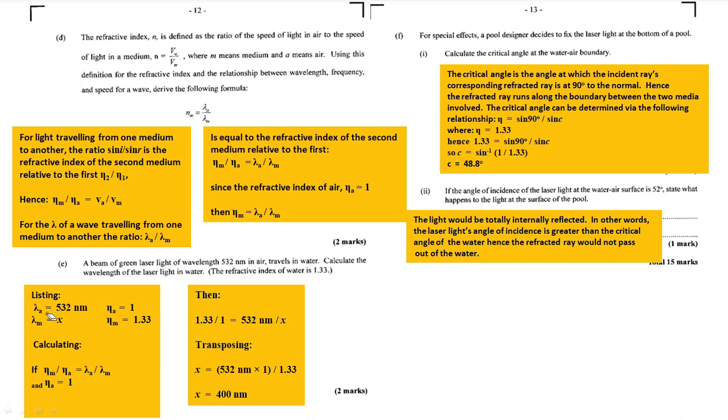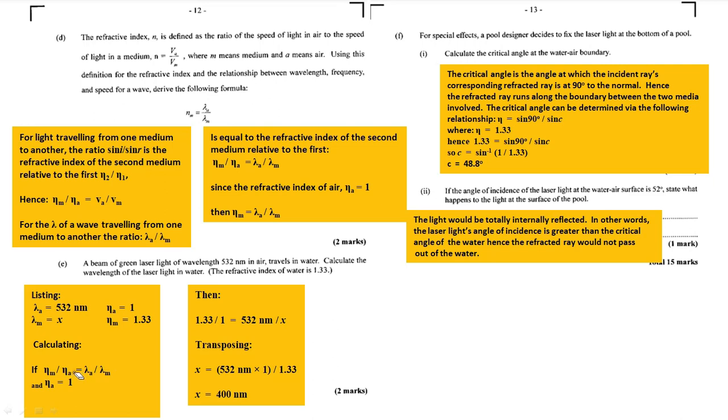Okay, so we list out everything that we have. We have the wavelength, which is given, the wavelength in air. The wavelength of green light in air is 532 nanometers. We need to know what the new wavelength would be in the new medium. And that means it's supposed to slow down, so it's supposed to get a smaller number than 532. And we have here that the refractive index of air is 1, and the refractive index of the water is 1.33.